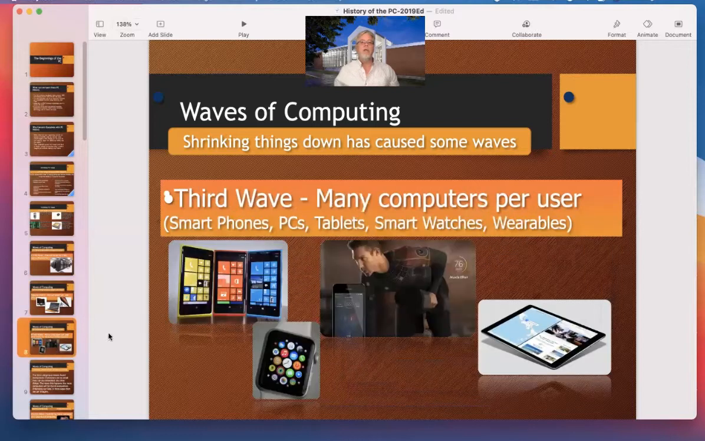And then as we move forward, the third wave of computers, which is currently affecting us, is having many computers per user. I have a watch. I like it. I have a phone. I have a tablet. I have a standard PC. I have a Mac. I have all these computers, and I'm the only one really using them. It's just me. Personal computers. And of course, this little picture is showing wearables.